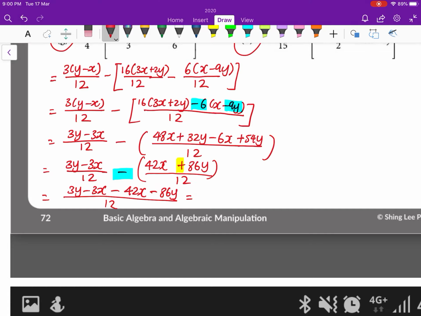Simplify further, we will get, let's write x first, minus 45x. Minus 3x minus 42x, you get minus 45x. Then you have 3y minus 86y, we get negative 83y. Okay, so this is your answer. It cannot be simplified further, so this will be your final answer. Okay, this is question G.